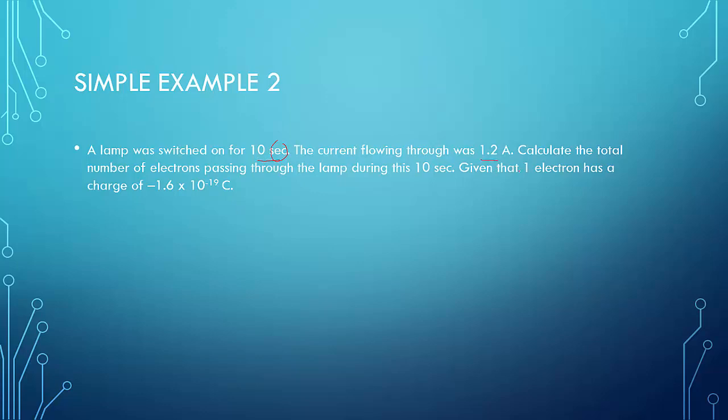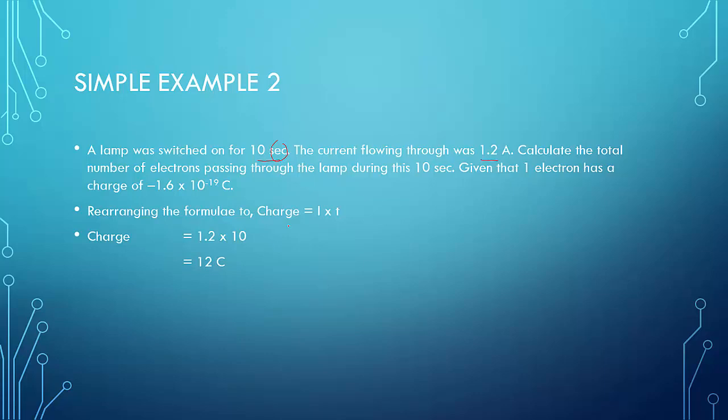If a lamp was switched on for 10 seconds, and the current flowing through is 1.2 A, calculate the total number of electrons passing through the lamp during this 10-second interval, given that one electron has a charge of 1.6 times 10 to the power negative 19 C. What you need to do is rearrange the formula to charge equals current times time, so charge is equal to 1.2 times 10 seconds, so 12 C.